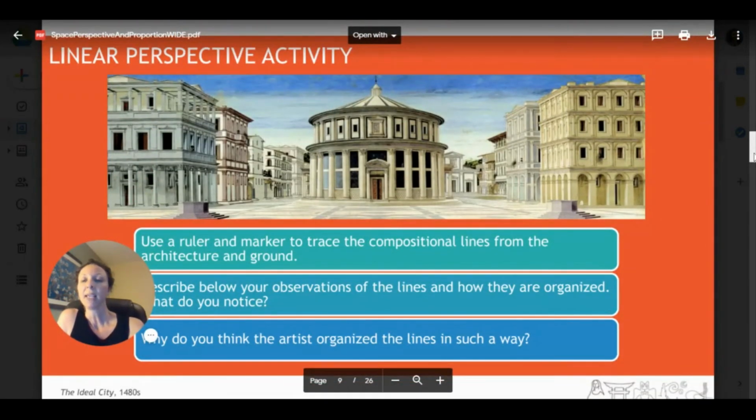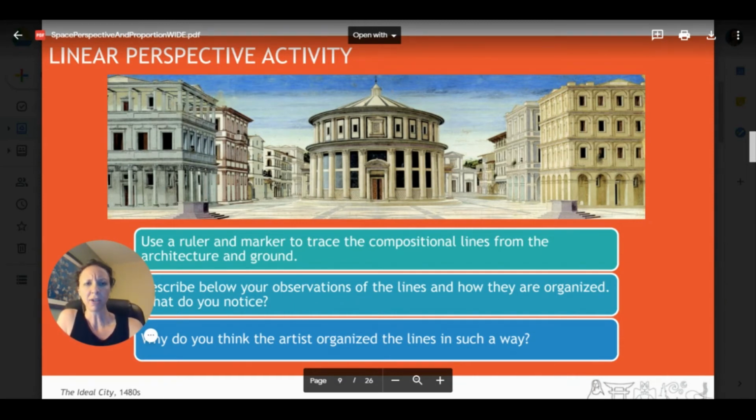Now, in Google Classroom, you will find an image that looks like this, and I'd like you to explore this. This won't take you long. You'll need to use a ruler and a marker or a pen and trace the compositional lines from the architecture and ground. You might be like, what?